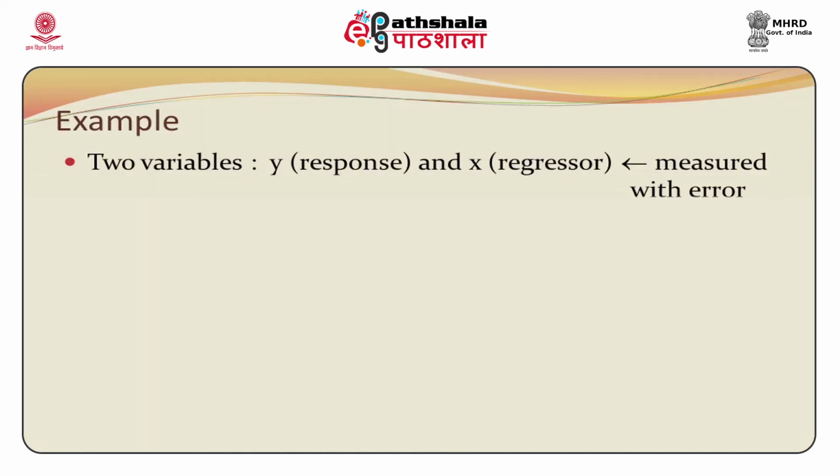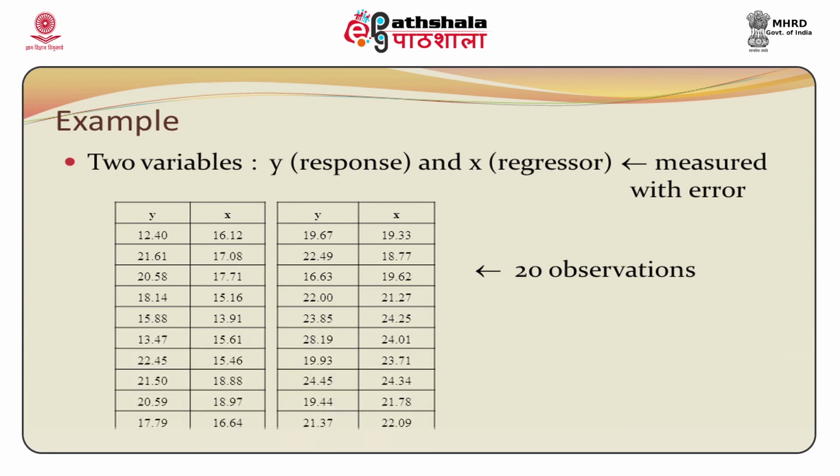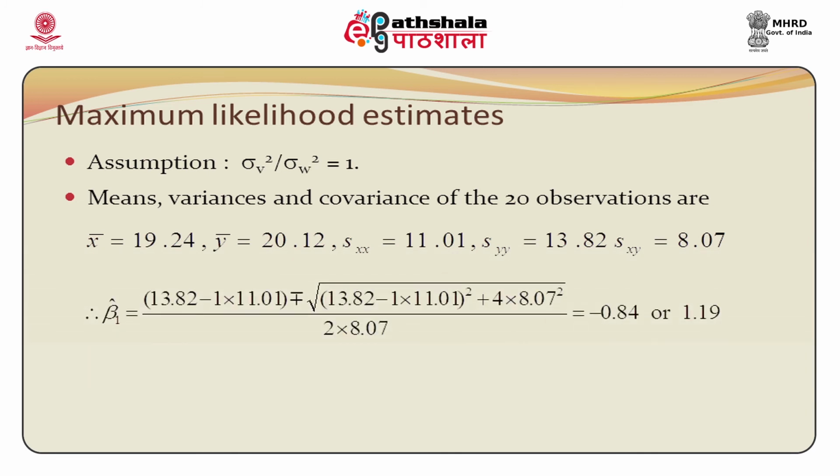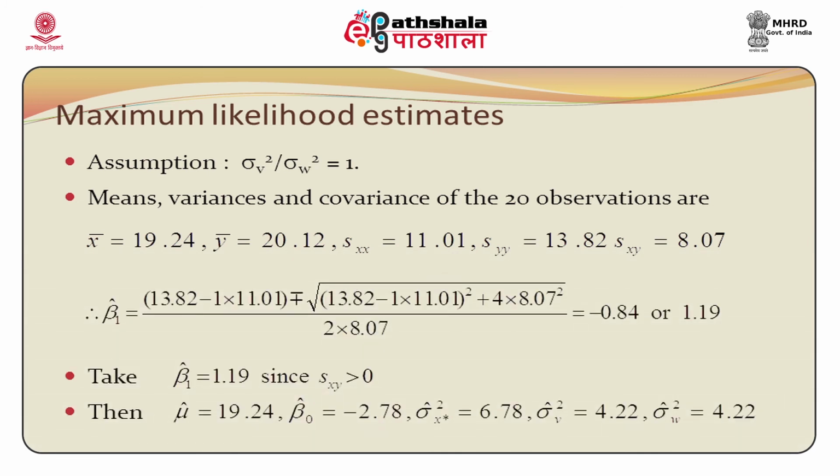In the example, we have a response y and an explanatory variable x which are both measured with error, and there are 20 observations. What we have shown here is both the maximum likelihood method and the instrumental variable method, and you will see that they give you quite different results. In the maximum likelihood method, we start by computing x bar, y bar, Sxx, Syy and Sxy. These are the values that come out.